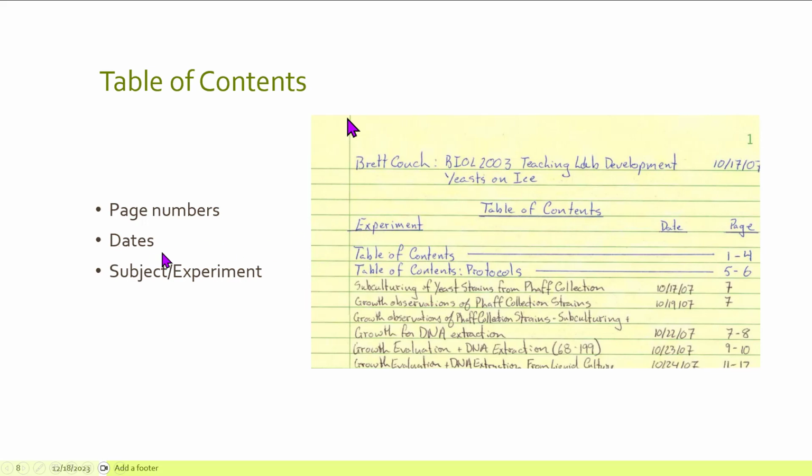You should also always include the dates when you start different experiments. And then the subject and the experiment. So in your table of contents, you want to have specific things that would make it easy for you to go back and find different things. So if you're doing a new method or a new experiment, having the names in there will let you go back very easily and say, oh, okay, I want to grow some more DNA to extract. That was on page 7 and 8, and I can go find that protocol very easily so that I can repeat it.